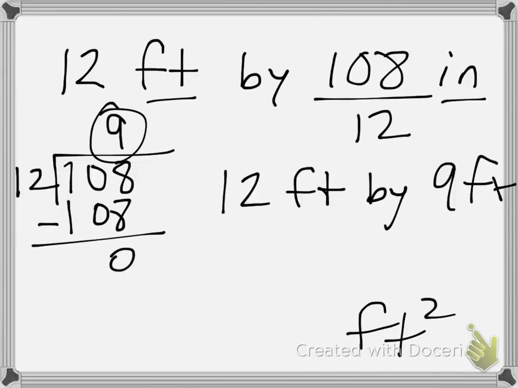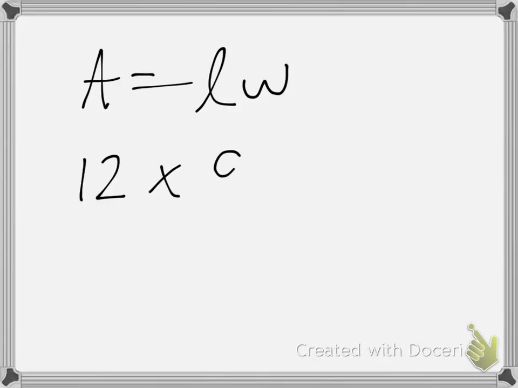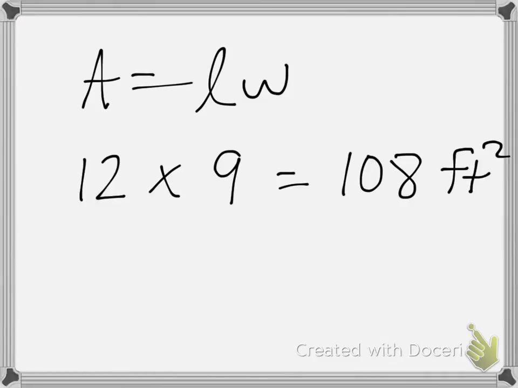We actually really just did this problem. If we're going to find the area, I'm going to do this on the second page. Area equals length times width. It was 12 times 9 for our length and our width, and that's going to give us 108. So the answer would be 108 feet squared.